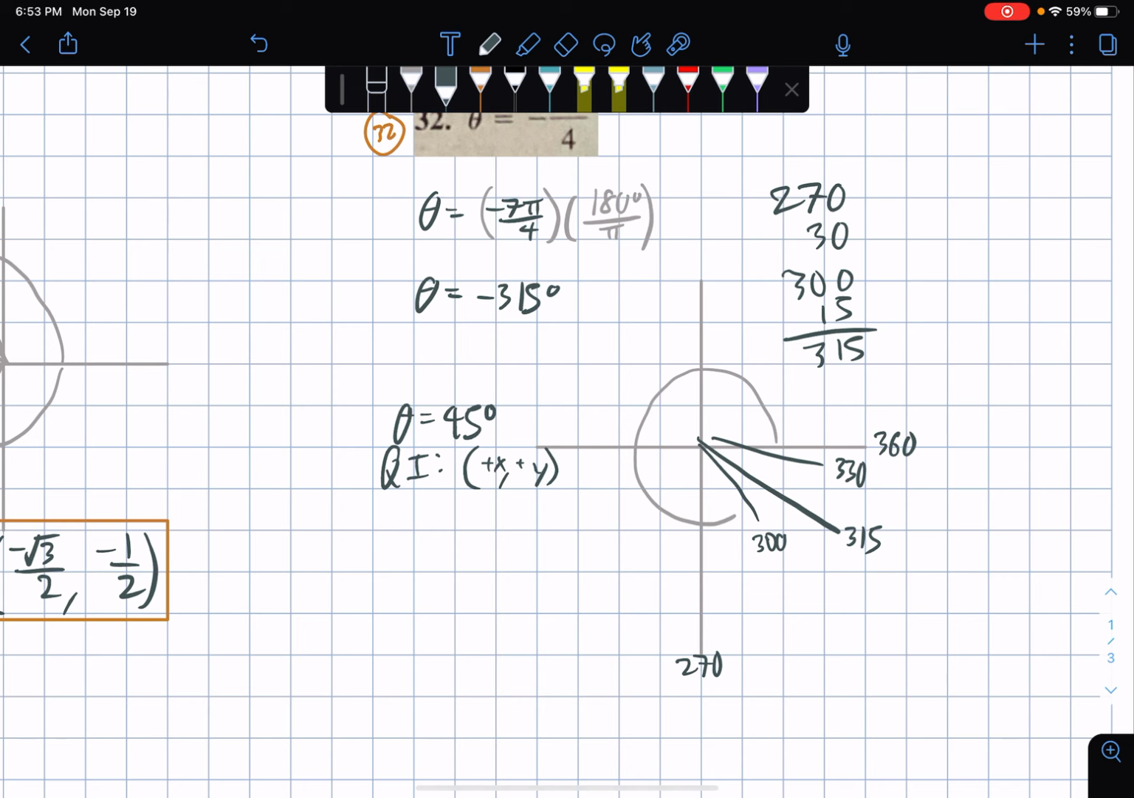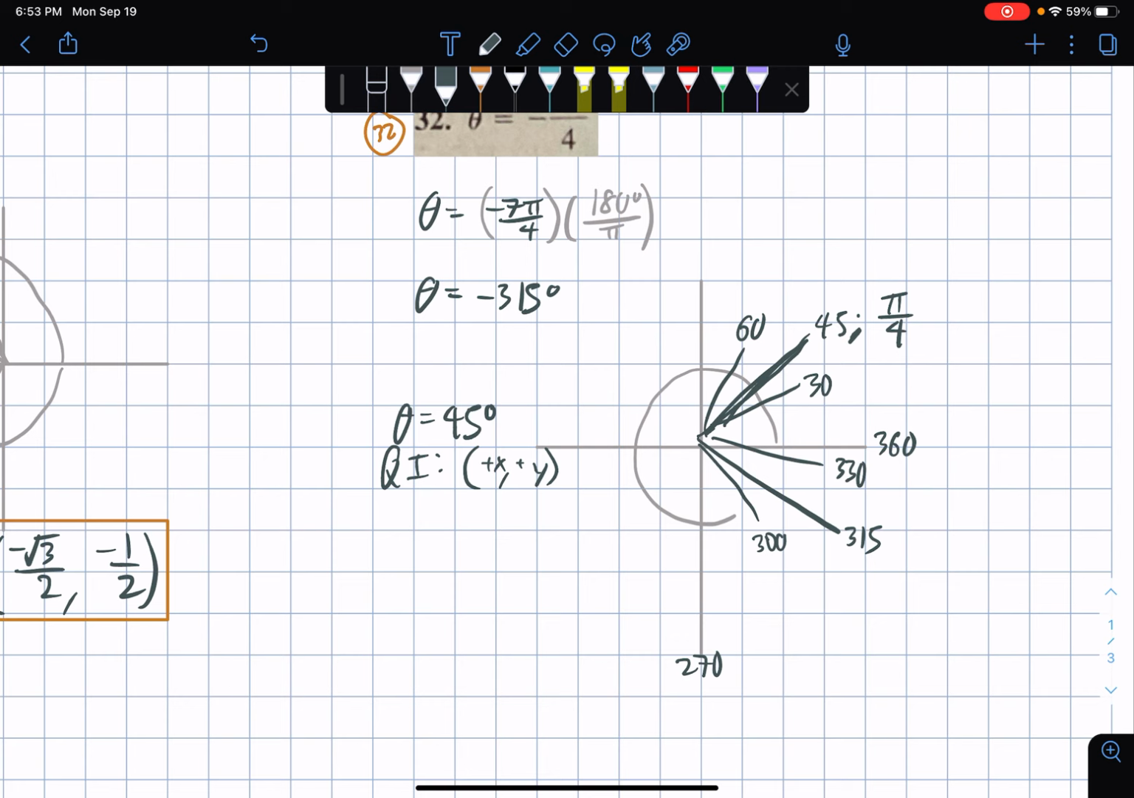Okay, so let's remove this. So 30, 45, and 60. At 45, we have pi over 4. Since it's the middle value, we get the associated points of square root of 2 over 2 and another square root of 2 over 2. Since these values are in quadrant 1, x and y are positive. This is the final answer.